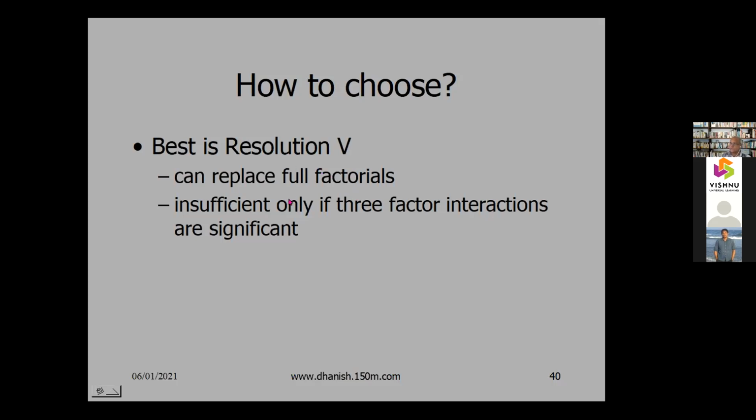So resolution 5 is insufficient only if three-factor interactions are significant. If a three-factor interaction is significant, then we can't identify whether it is a two-factor effect that is significant or a three-factor effect that is significant. We cannot identify because 2 and 3 are aliased in resolution 5 designs.